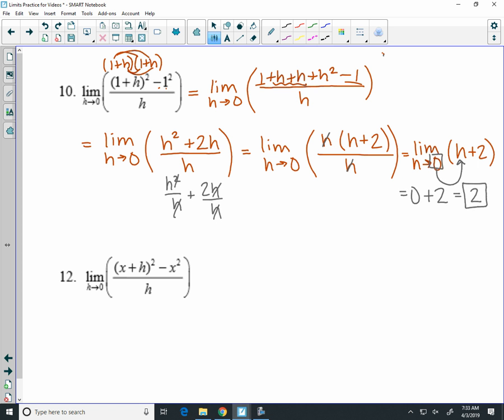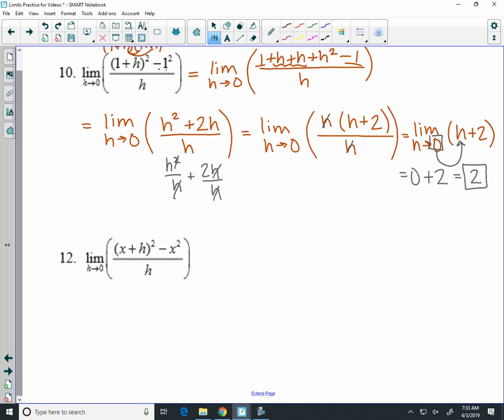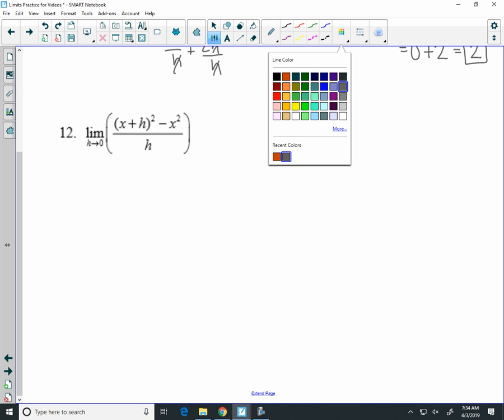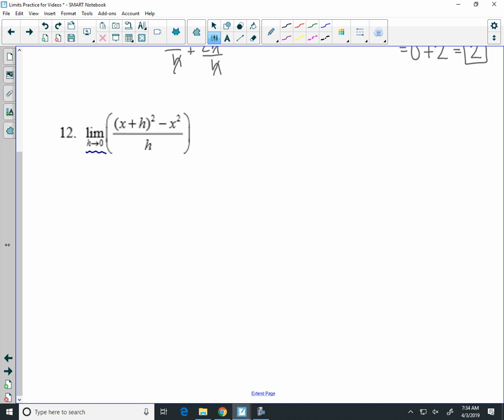So you just have to be really careful with your algebra. Make sure that you're multiplying out what you need to multiply out. Make sure that you're working carefully and legally. Number 12 is a little different because you have h and x. That means that we may have an x in our answer, and that is just fine. That means our limit is going to look like a line. So our whole goal is still going to be to get rid of that h in the denominator. Since we're approaching 0, h is approaching 0, not x. So this problem is going to work just like the problem above.